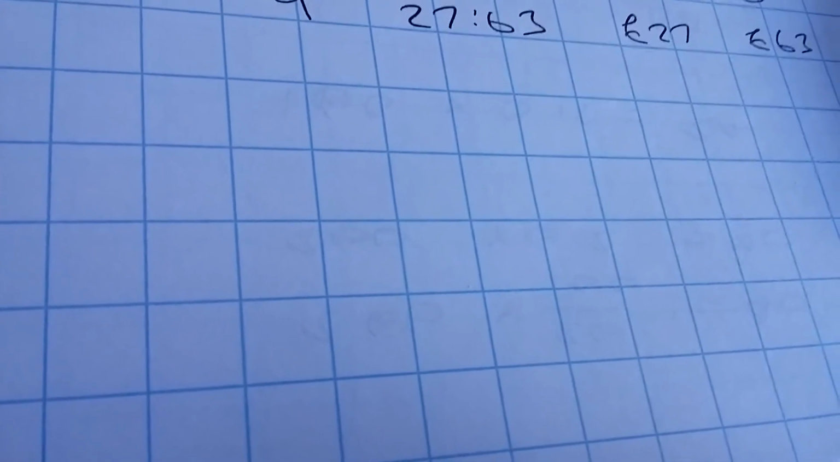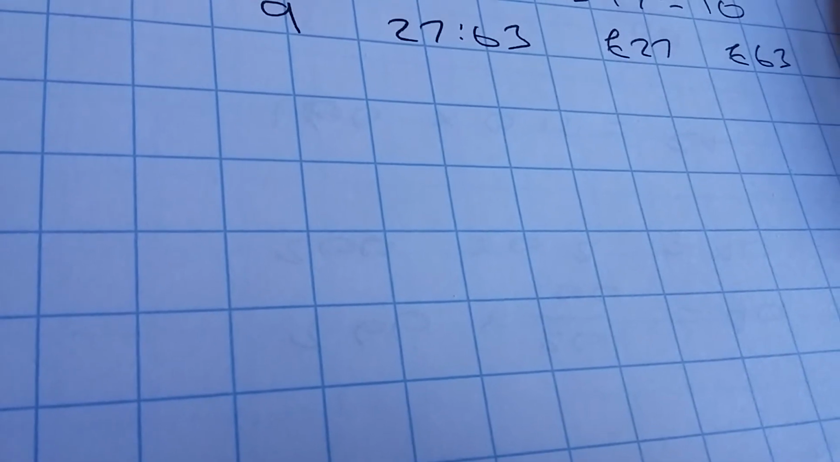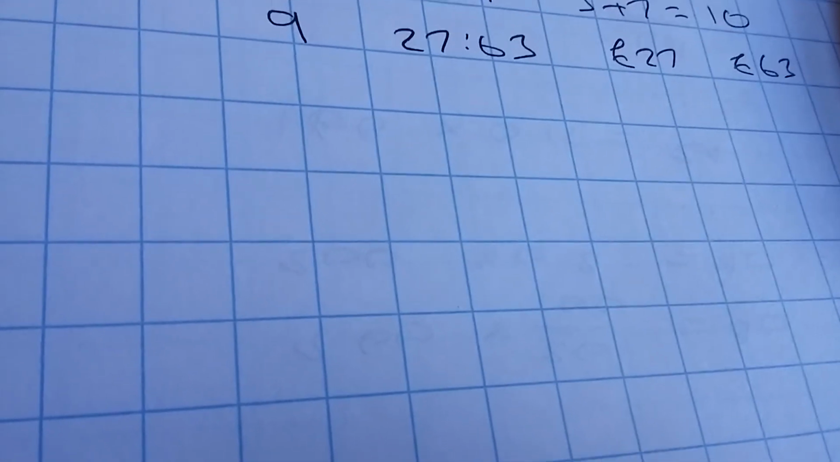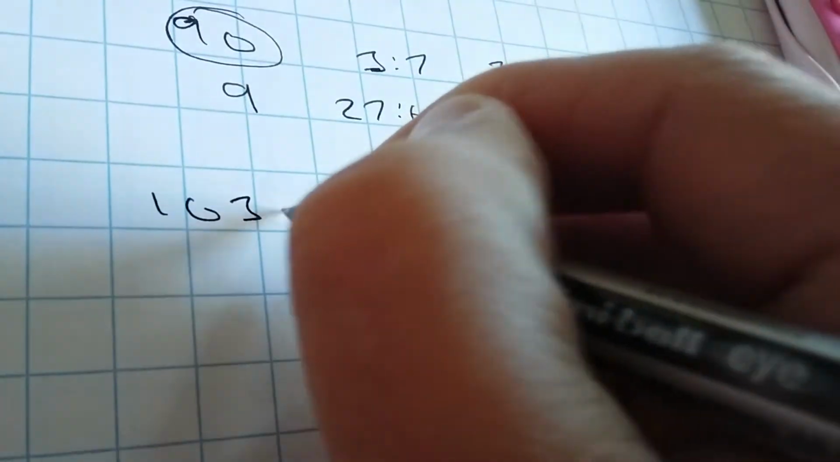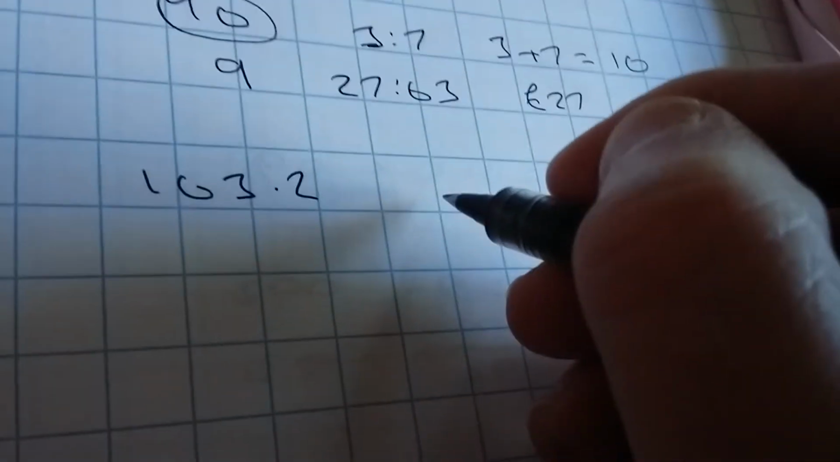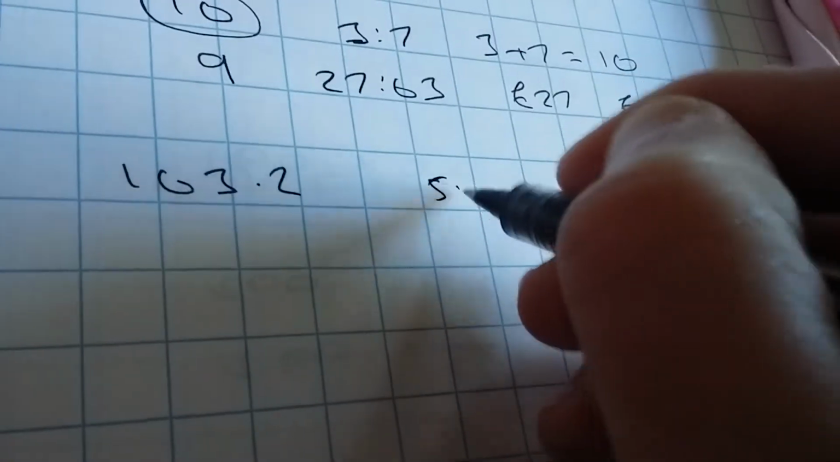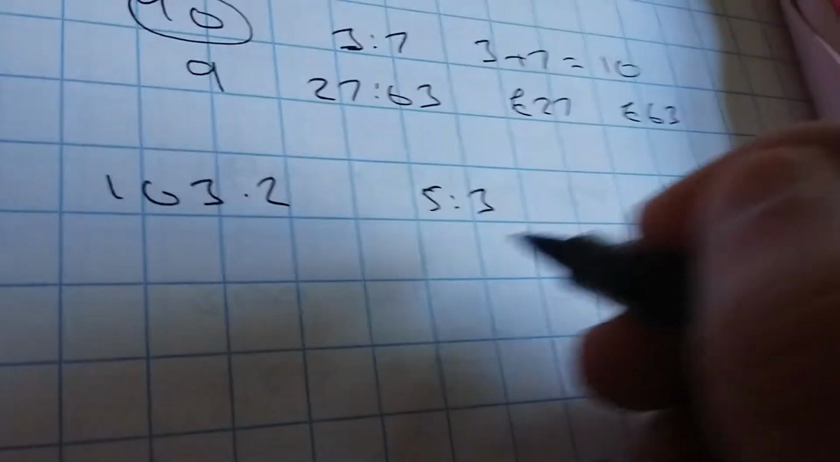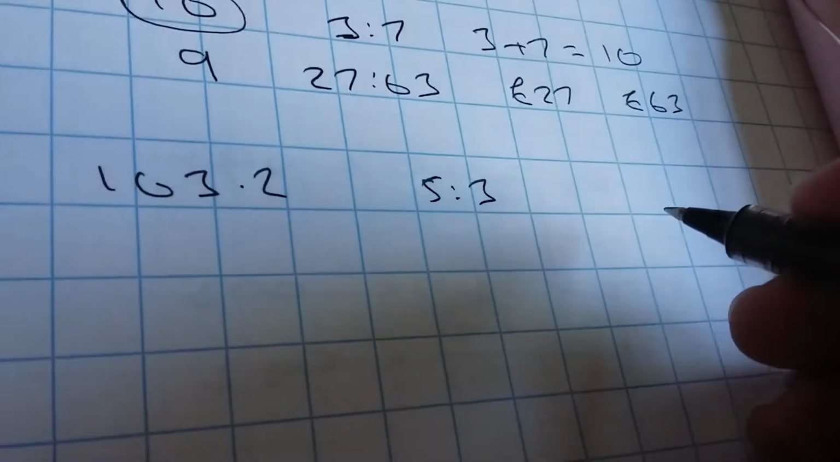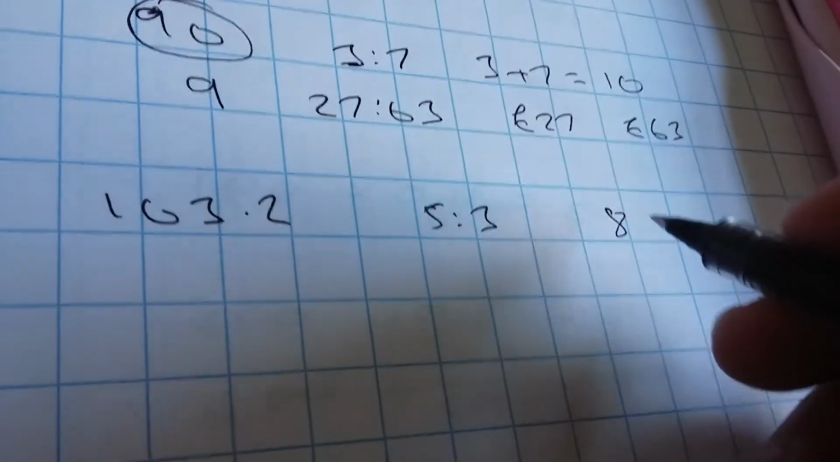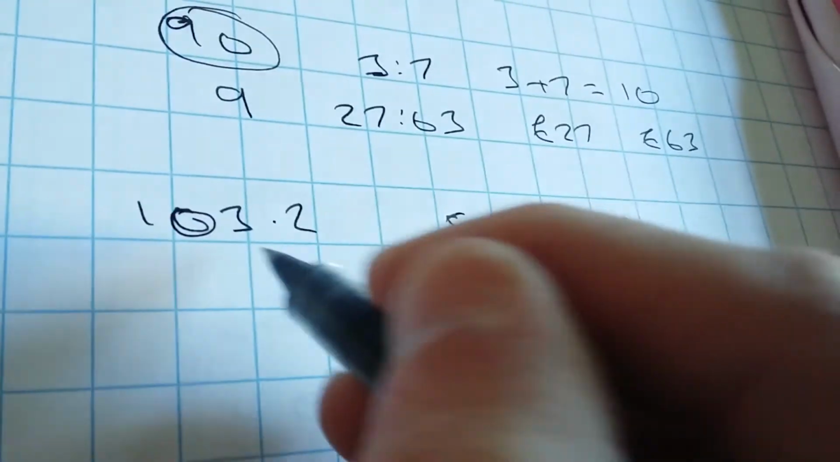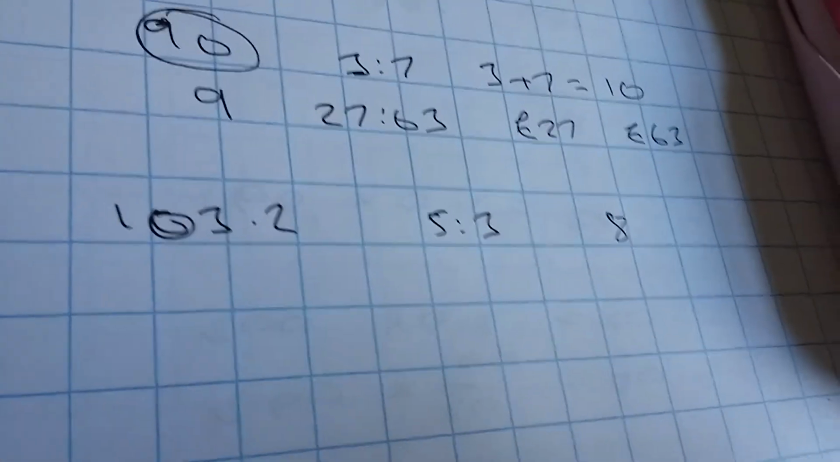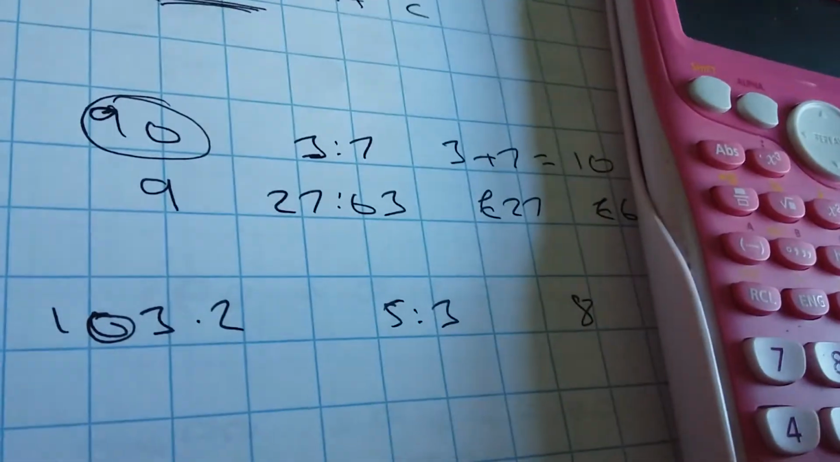The other one I said I'd do was C. So that was 103.2 in the ratio of 5 to 3. They're just trying to confuse you with more complicated numbers, but it's the same technique. 103.2 in the ratio of 5 to 3. So again, the total number of shares, 5 and 3. 5 add 3 gives me 8 shares. So I've got to do the whole 103.2 divided by 8. I need a calculator for that, not even I can do that in my head.